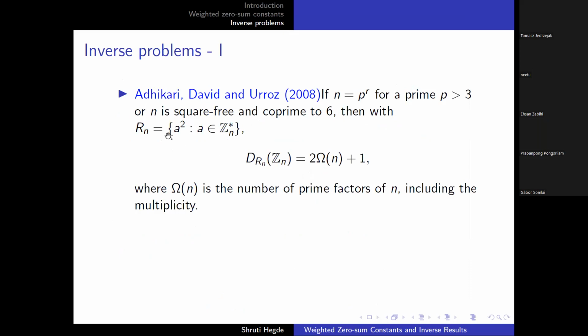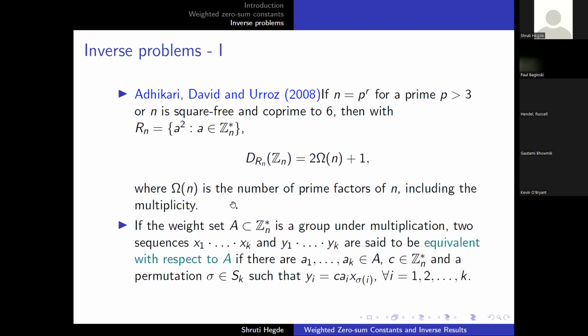We will skip the proof of this theorem and move to the next weight set, that is, the set of all squares in Z_n star. That set we will denote as R_n. And this theorem by Adhikari, David and Urroz, proved in 2008, says that if n is a power of prime p, where p is greater than 3, or if n is a square-free integer co-prime to 6, then with this weight set R_n, D_{R_n}(Z_n) is 2 omega(n) plus 1, where omega(n) is the number of prime factors of n, including multiplicity.